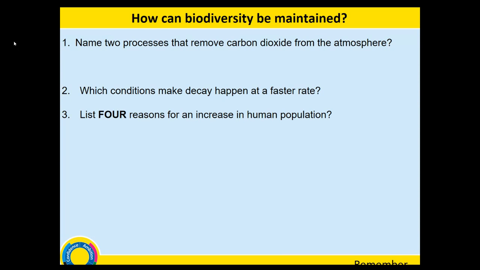Today we're going to be looking at how can biodiversity be maintained. So we're going to be talking about methods of preserving biodiversity, or how to manage that biodiversity such that we still benefit from it, but at the same time try not to permanently damage it. But before I move on to talking about that, I just want to say a few words.